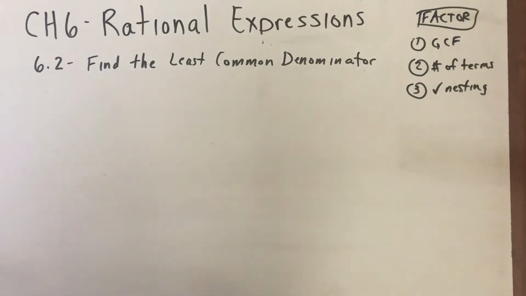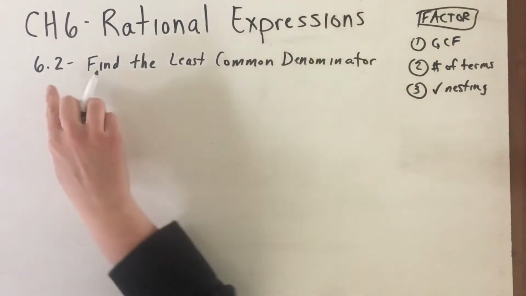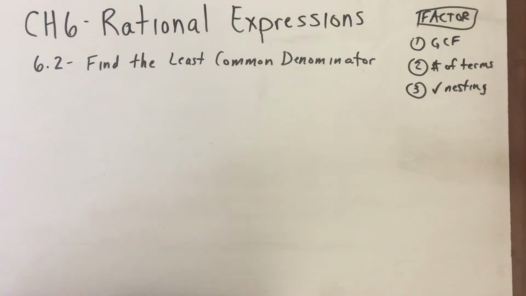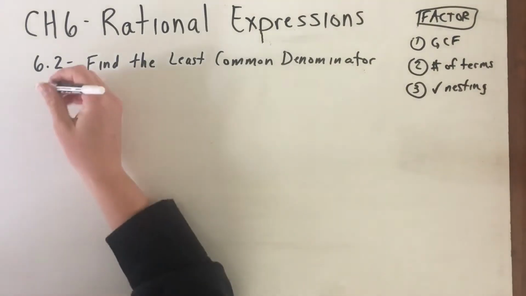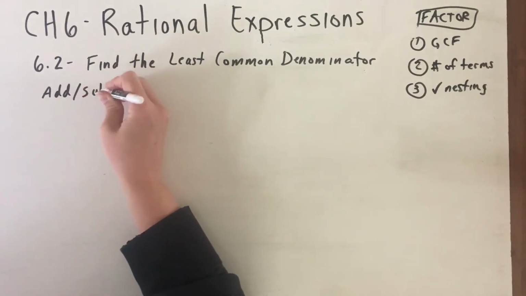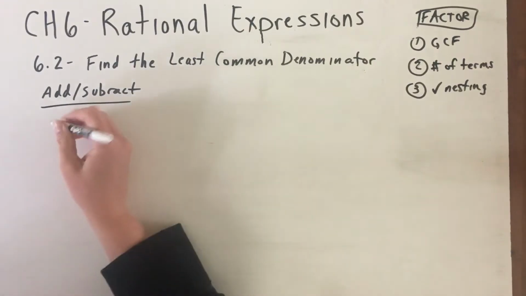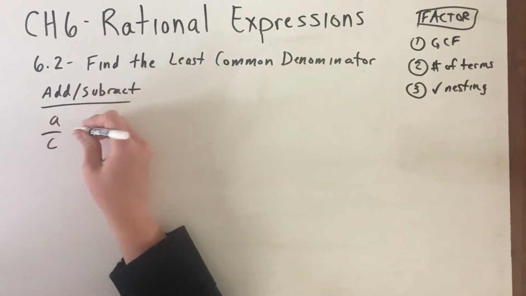Hello again. Right, still working on our review of Chapter 6 and Rational Expressions. And this time we are in Section 6.2 on the concept of finding the least common denominator of a rational expression. So this is all going to be based on the fact that if I want to add or subtract a rational expression, I need to have the same denominator.